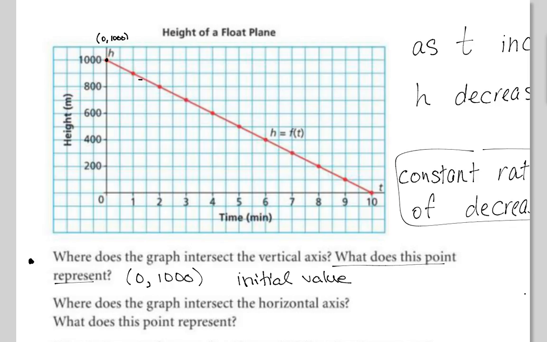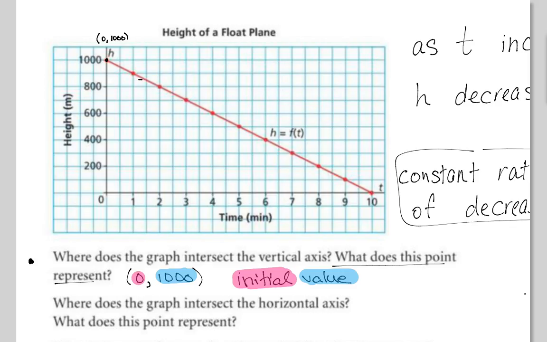I want you to think about the word initial in the sense like it's the beginning value. It's the start point, the initial starting place. That's because the time is 0. Does that make sense? Now, what do I mean by the value? Well, that would be 1000 meters. The initial value is 1000. Hopefully that kind of makes sense.